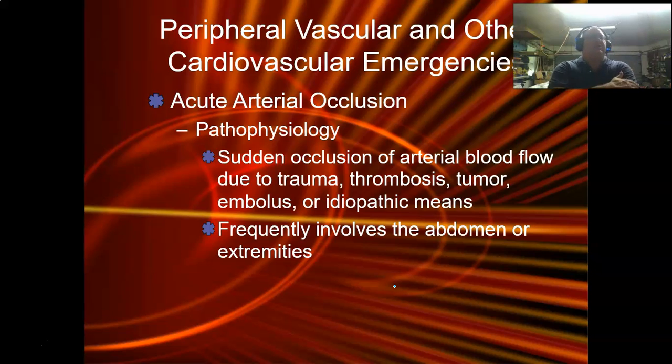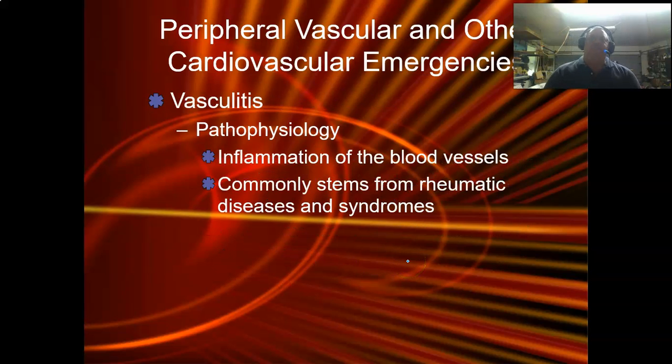Acute arterial occlusion, usually because of trauma, some sort of tumors pressing against it, or just spasms, or there's some sort of idiopathic cause, something that the patient has that blocks up an artery. It frequently involves the abdomen or the extremities. Again, the treatment for that is you've got to get them to a thoracic surgeon or a cardiovascular surgeon to have them fix that.